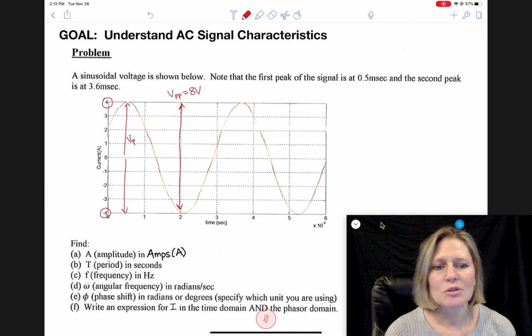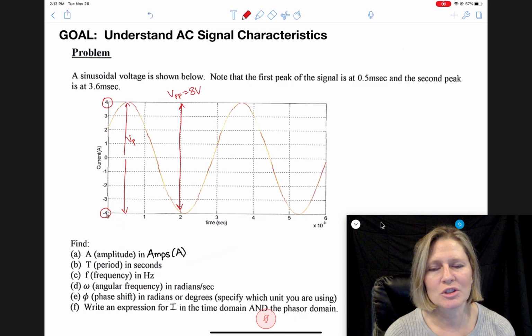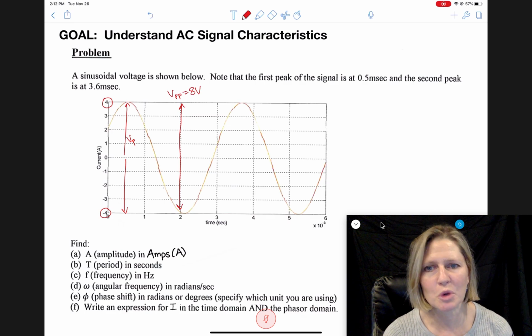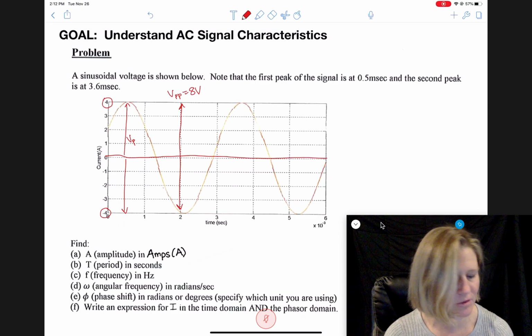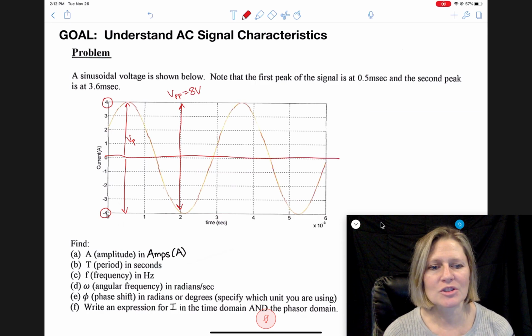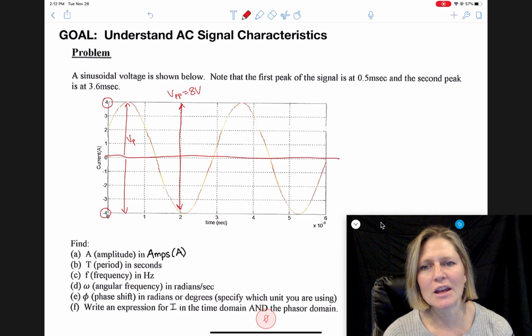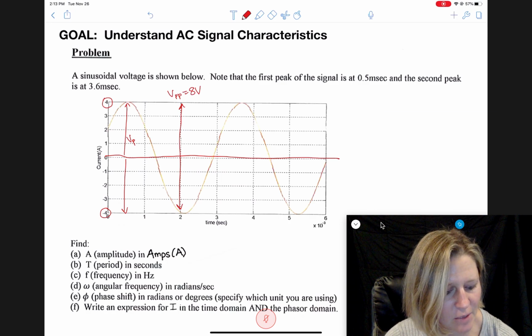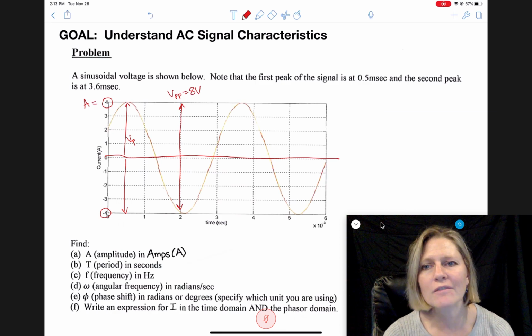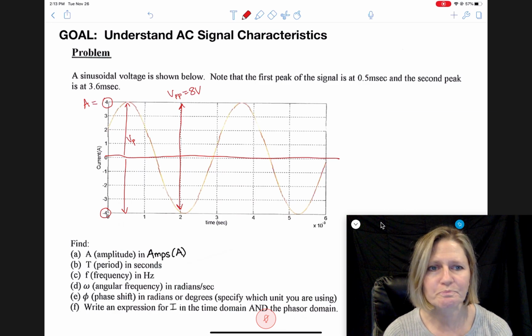So the amplitude is half of that voltage of peak to peak. This becomes important when you do not have it centered around 0 in the middle. So you need to understand that voltage of peak to peak, and then the amplitude is half of that. In this case, our amplitude is going to be that 4 amps.